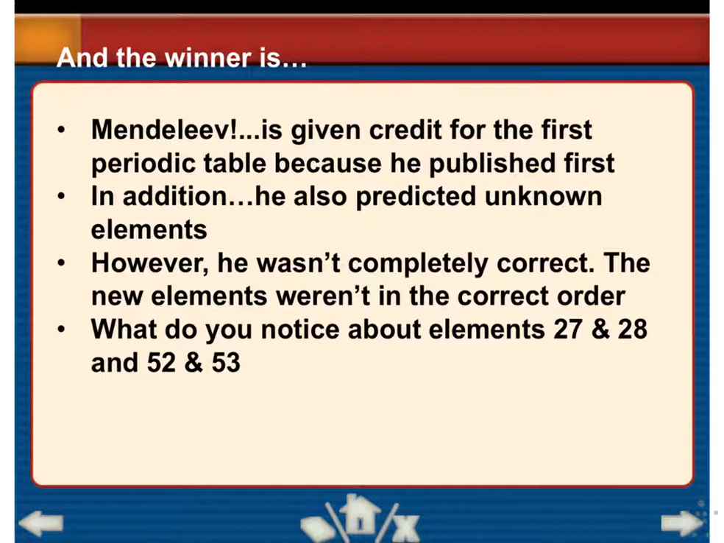But so that's pretty amazing that he was able to kind of predict the future. However, he was not completely correct in his arrangement. The new elements weren't in the correct order, at least the order that we see them today. So, what I want you to do is pull up a periodic table and see what you notice about elements 27 and 28 and 52 and 53.